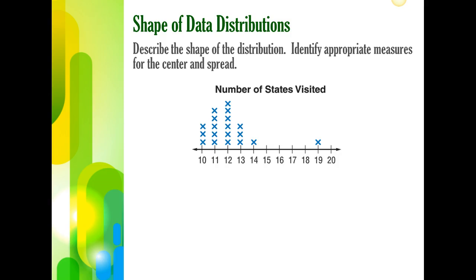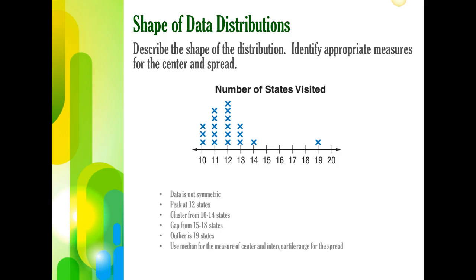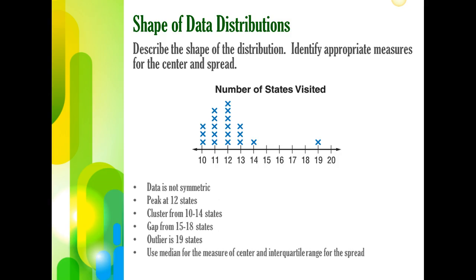Let's describe the shape of this line plot and identify appropriate measures for the center and spread. There are lots of different things we can say. Here are some examples. The data is not symmetric. It is not evenly balanced between the left and the right. There is a peak at 12 states visited. This would be the mode of the data set.